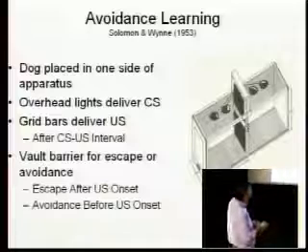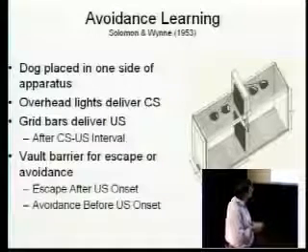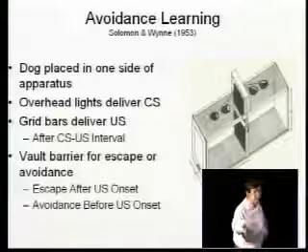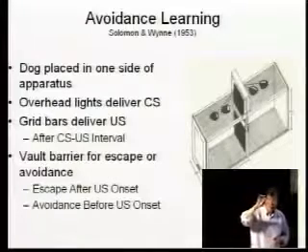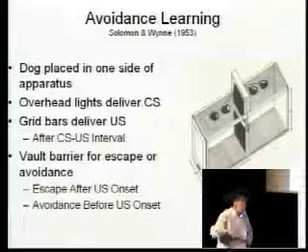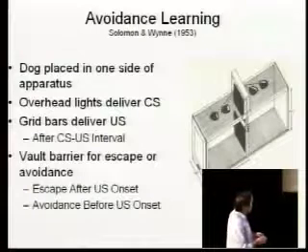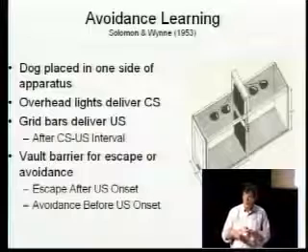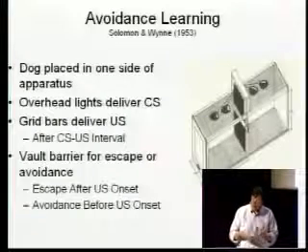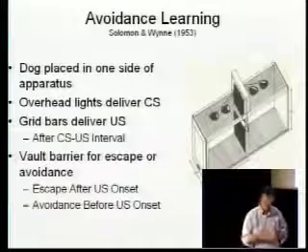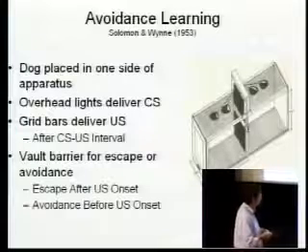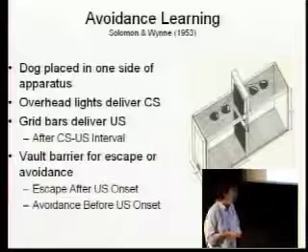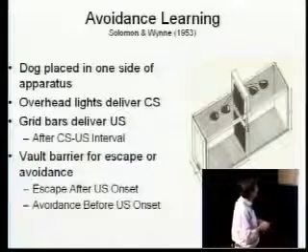And what they did in these experiments is you place the dog in one side of the apparatus, and there are some lights inside that can deliver a conditioned stimulus. And down here on the floor is a wire grid that can deliver a mild, not a lethal electrical shock or anything like that, but a mildly painful electrical shock to the feet of the dog.